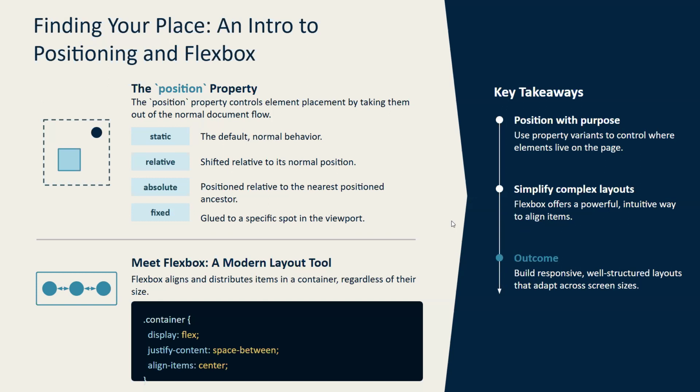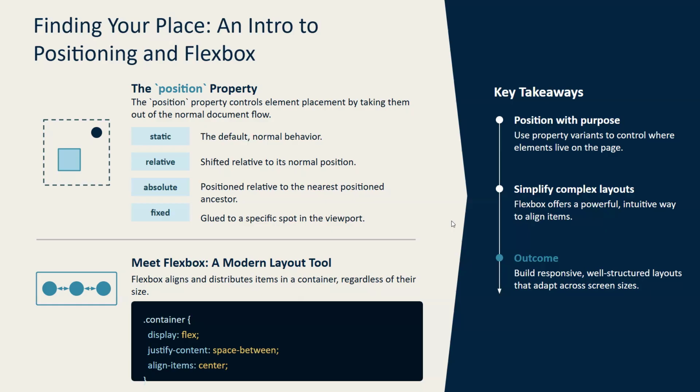And then we have Flexbox, which is one of the most useful modern layout tools in CSS. When you set the display to flex on a parent container, its children become flexible items that are much easier to align and space out. As you can see in this example below, the justify content property handles alignment across the main axis, and align items handles items across the cross axis.